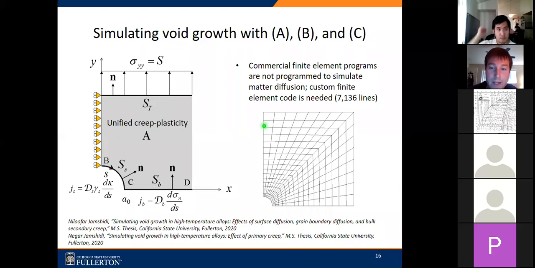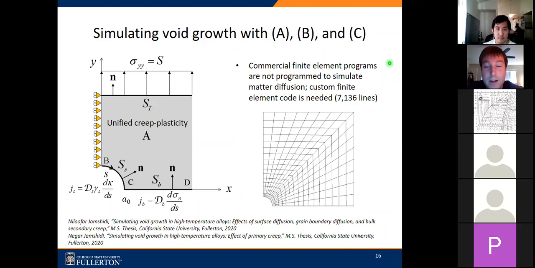So for those of you in this class, this is why Dr. Tran insisted on teaching you the theory behind finite element analysis and not just how to use ANSYS. Sometimes the commercial programs are not enough and you have to write your own code.